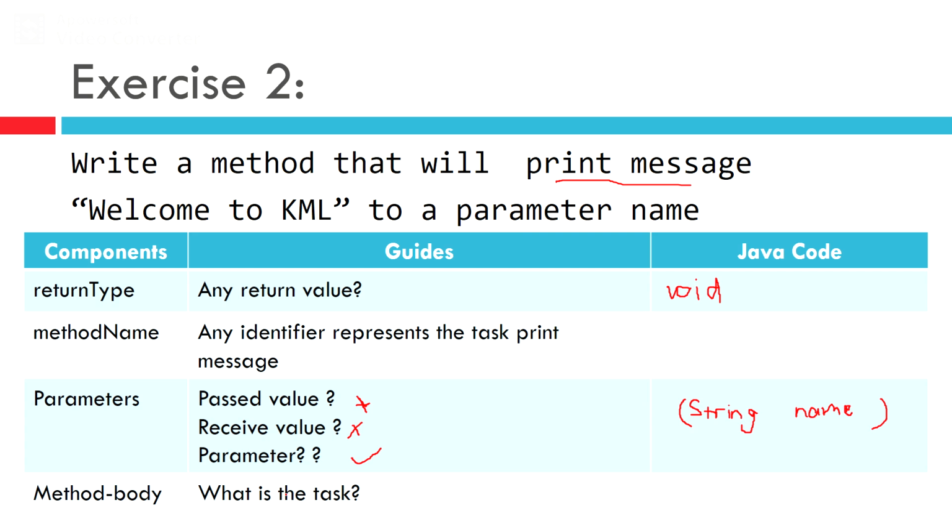Now, what is the task? Di sini, apa task dia? To print message. So, how do we convert print message dalam Java code? System.out.print in the bracket, welcome to KM. Complete the exercise, convert and transfer into the general form of the type.